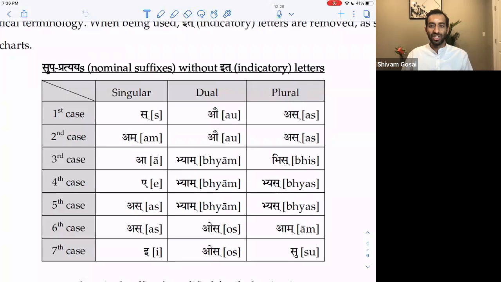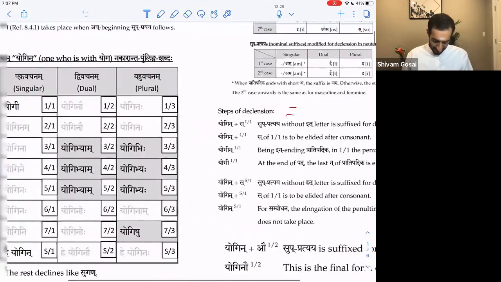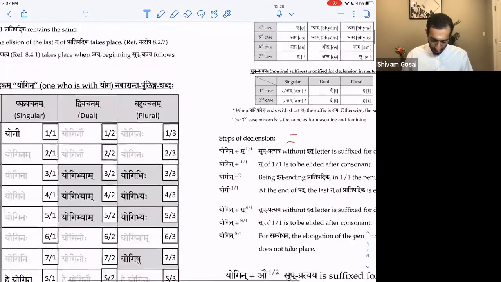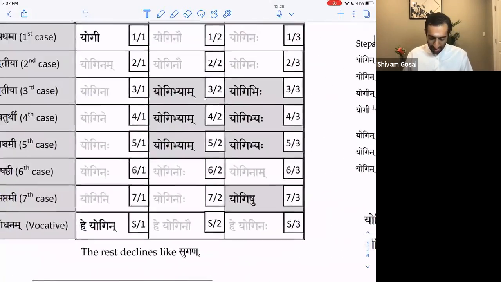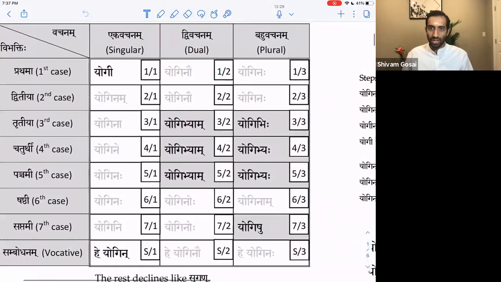Yoginoho, yoginam. 7-1, yogini, yoginoho, yogisu. Not su, sorry, shu, because we have that ikara that precedes it. So yogishu. Hey yogin, hey yogino, hey yoginaha.